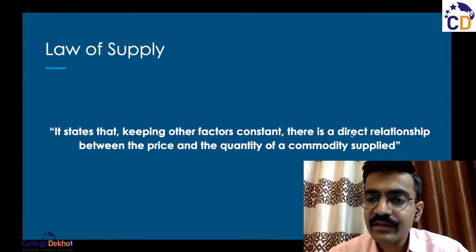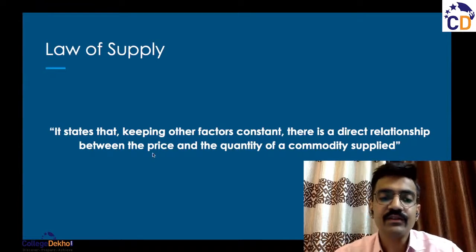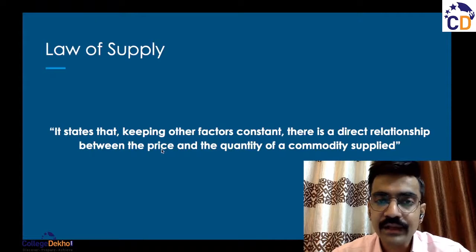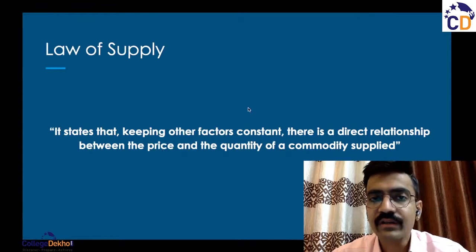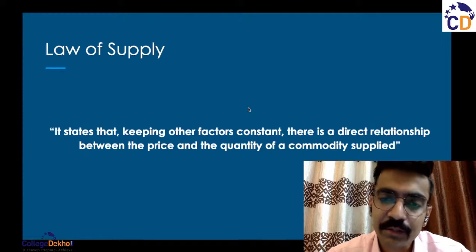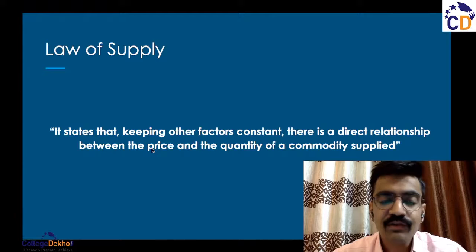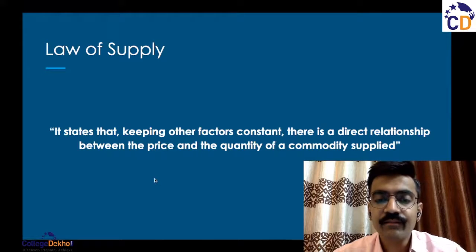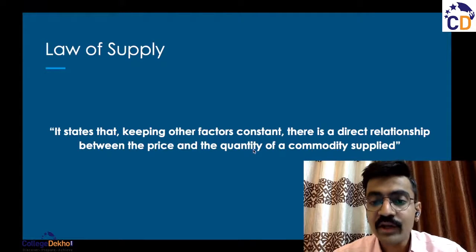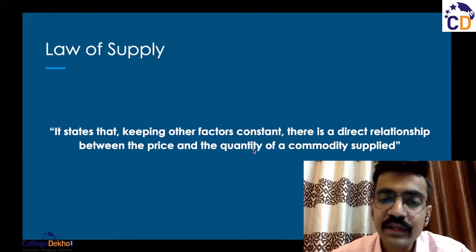Now, what does this direct relationship mean? That if there is an increase in the price, the quantity would also increase, the quantity that is being supplied by the producer. And on the other hand, if the price of a commodity is decreasing, then the quantity that is supplied of a commodity would also decrease.